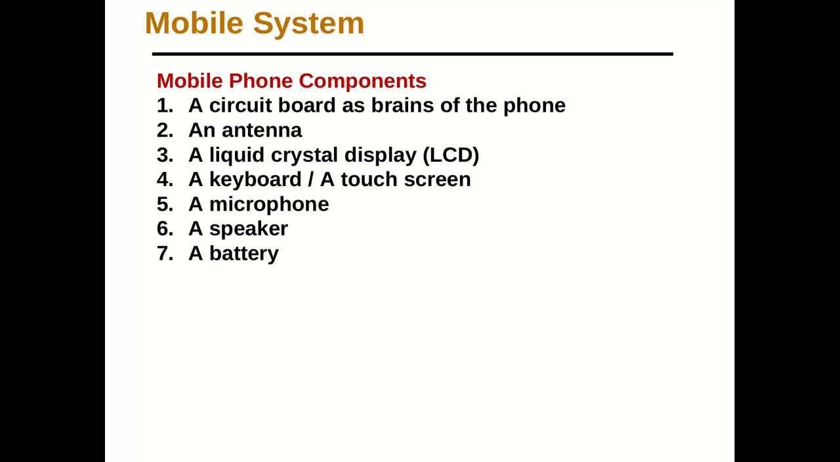What are the components within your mobile system? The second topic is what are the mobile components. The first component within our mobile is a circuit board, the brain of the phone. This means it's the brain of the phone which consists of the CPU and the RAM and ROM part.